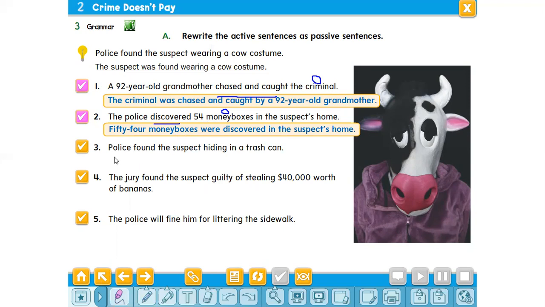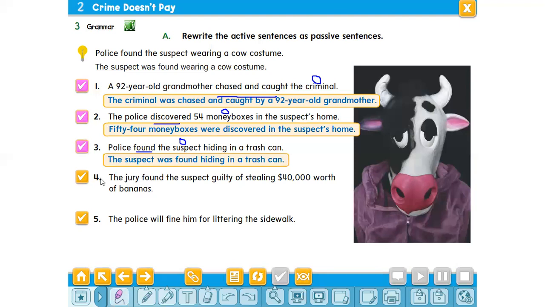Number 3, police found the suspect hiding in the trash can. Where is the verb? Found. Excellent. Where is the object? The suspect. Okay, so we will start with the object, the suspect. The verb here is in the past form, so we will use was. The past participle of found is found, and we will complete the rest of the sentence.